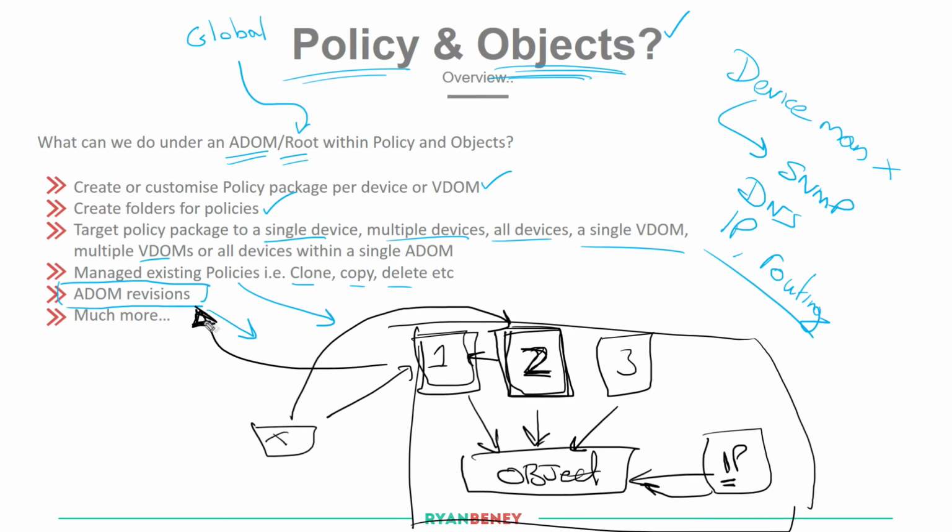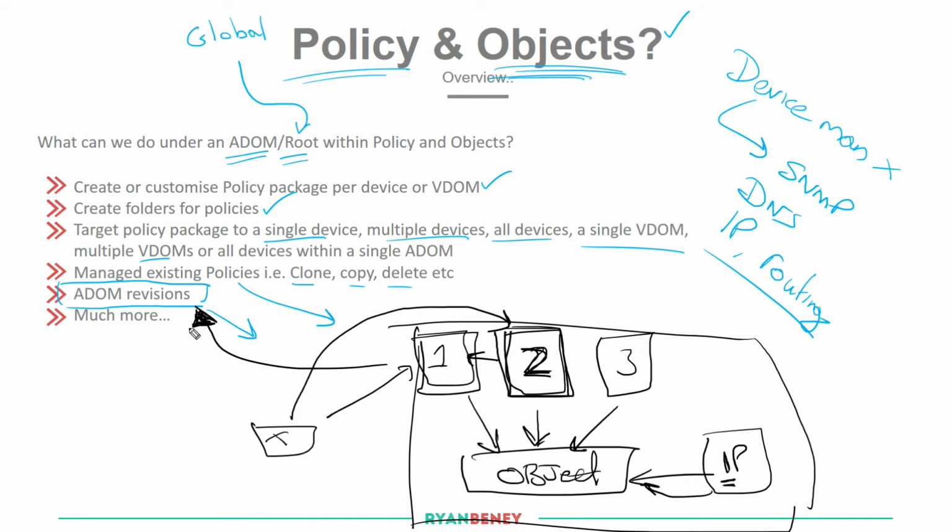And ADOM revisions, providing that you go through the install wizard, you have the option to actually create an ADOM revision every time you install or change a policy downstream onto the device. Now in a production environment, you would normally want to create an ADOM revision every time you make a firewall change, because if you are modifying the objects, it will cause a headache later on when people try to deploy different policy packages for different reasons.